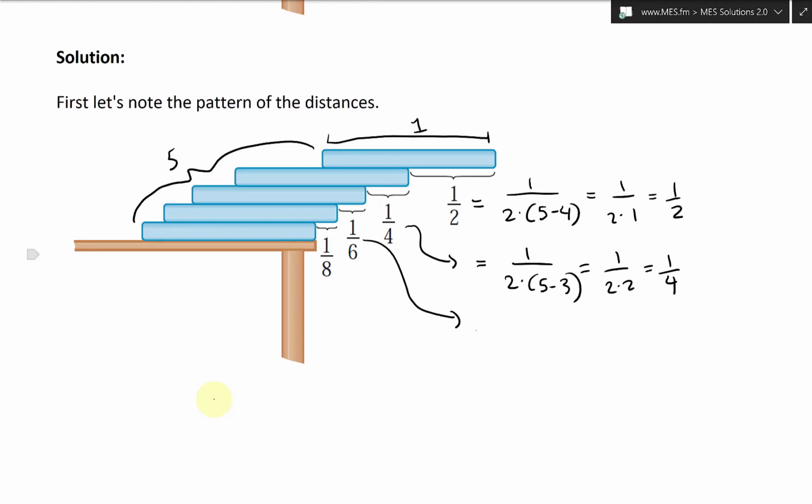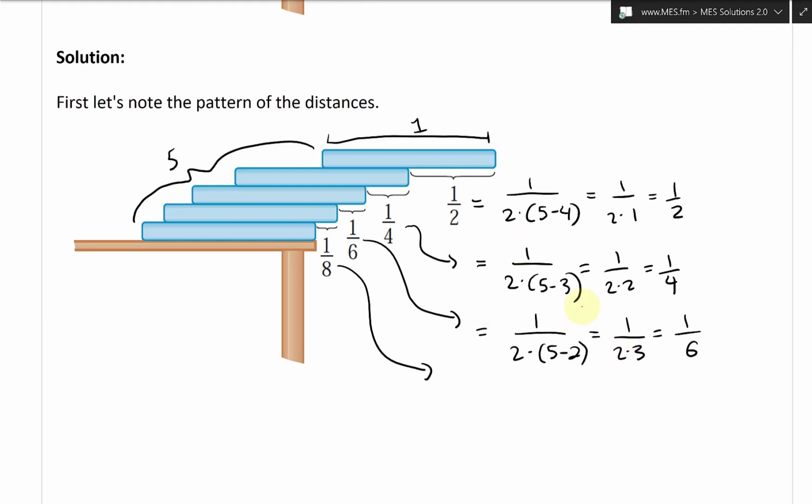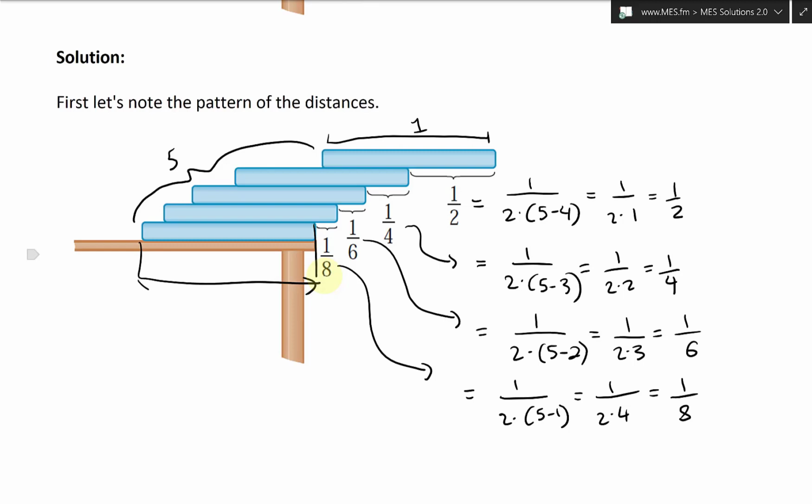This next one, similarly, you can see the pattern, 1/2 times 5 minus 2. Notice it goes from 4, 3, 2, and so on. This equals 1/2 times 3, which equals 1/6. The next one here, these are getting bigger and bigger, so you're multiplying by a bigger number. It goes 1/2 times 1, 1/2 times 2, 1/2 times 3, 1/2 times 4, and so on. This next one is going to be 1/2 times 5 minus 1, equals 1/2 times 4, which equals 1/8. So you can see that pattern, and then there's flush with the book right there, which is the next one.